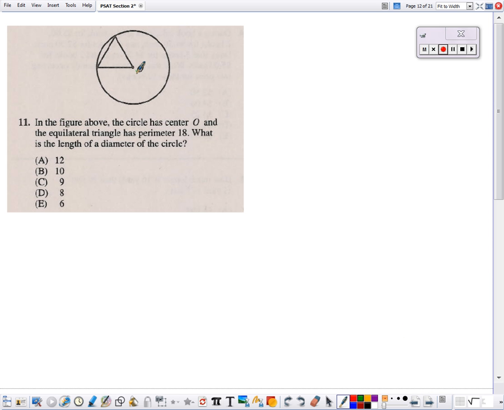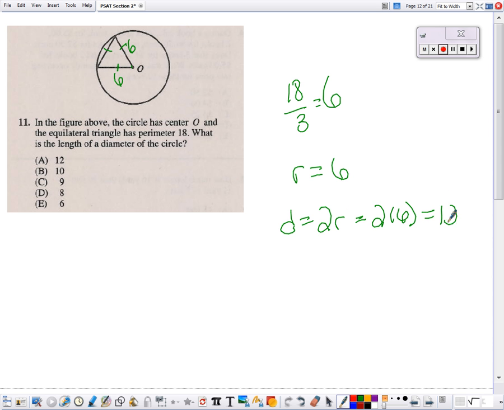If a triangle has a perimeter of 18 and it's equilateral, all three sides are equal. So 18 divided by 3 would give you the length of each side, which is 6. Now, this segment is your radius. So that means the radius is 6. And the diameter is twice the radius, so 2 times 6 is 12.